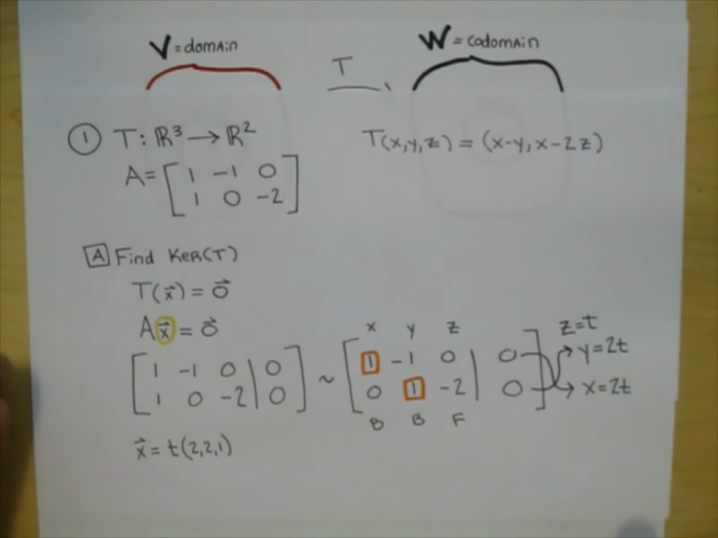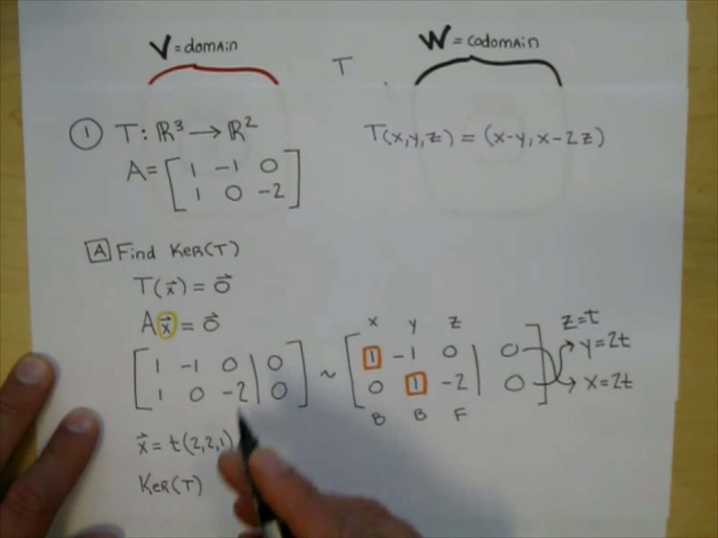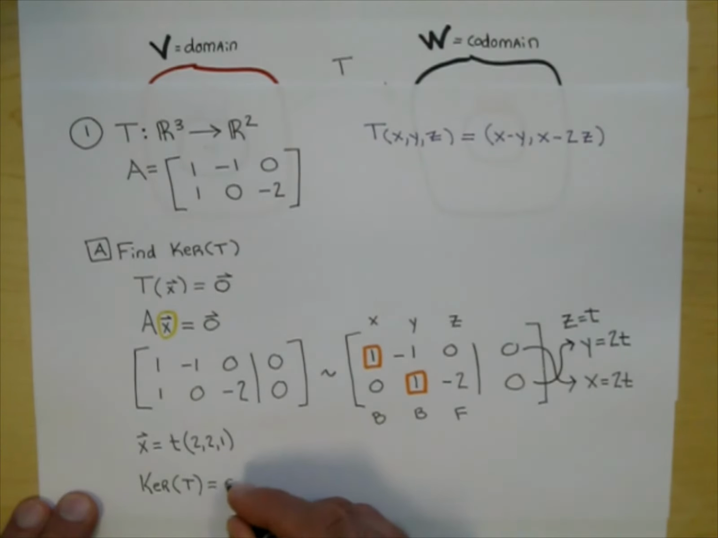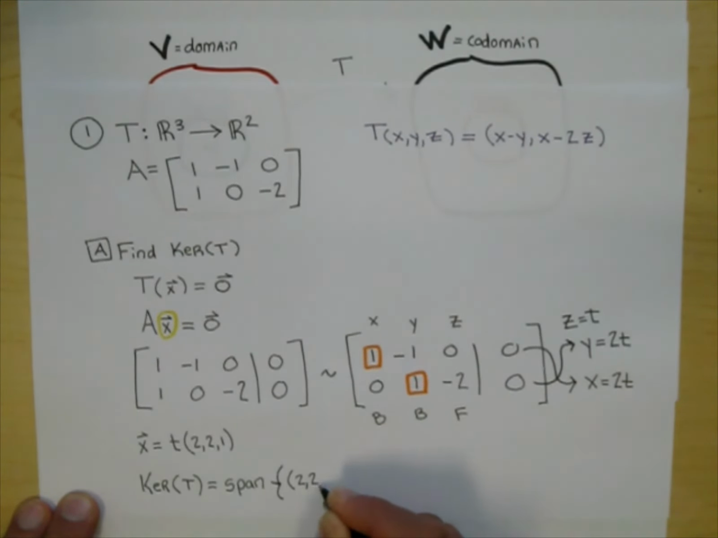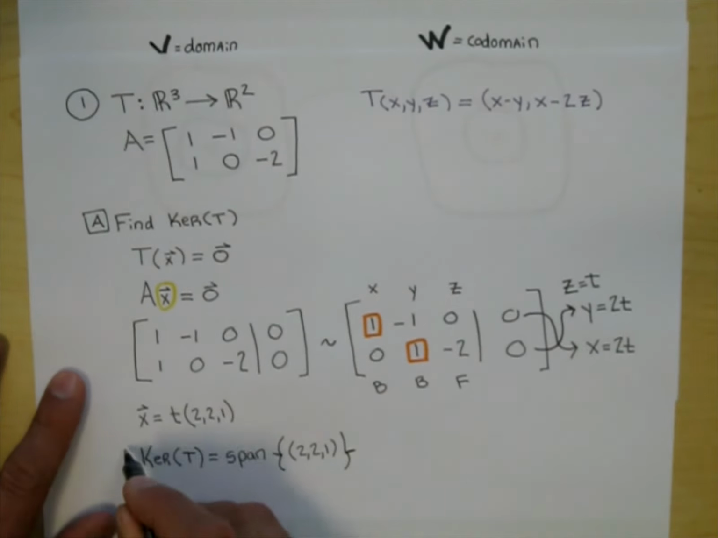So what is the kernel? Let's go ahead and officially write our answer. The kernel of our linear transformation, which is this right here, happens to be the span of 2, 2, 1. 2, 2, 1 is a basis. And if you span that out, that's what the span is, it's right there, but this is the official way of writing your answer. And so we're done with this problem.